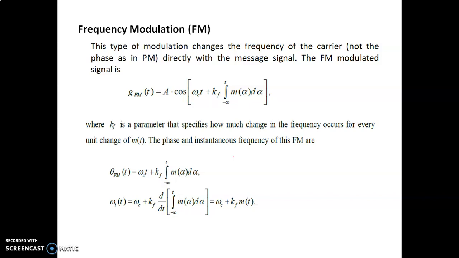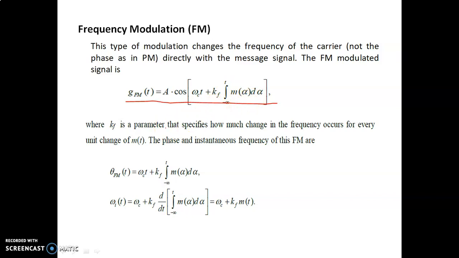In this modulation, it changes the frequency of the carrier, not the phase of the signal as in PM, directly with the message signal. Okay, the FM modulation signal is given by φ_FM(t) = A cos(ω_c t + k_f ∫ from −∞ to t of m(α) dα).